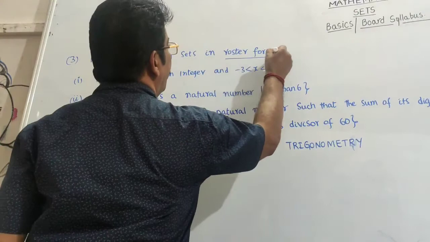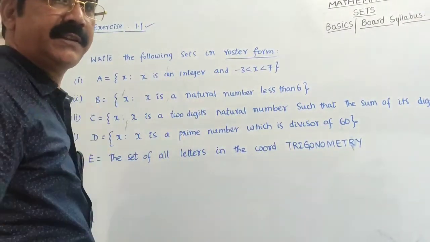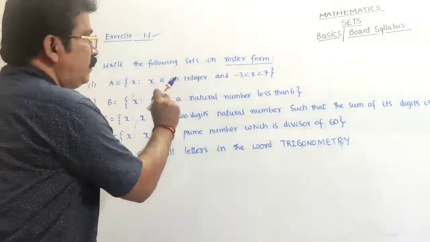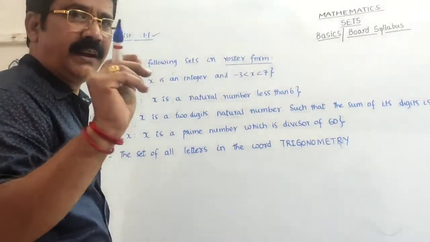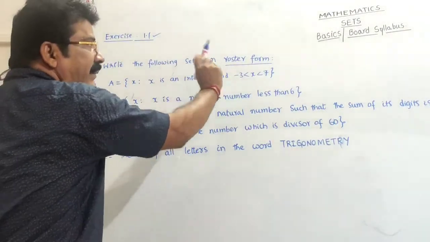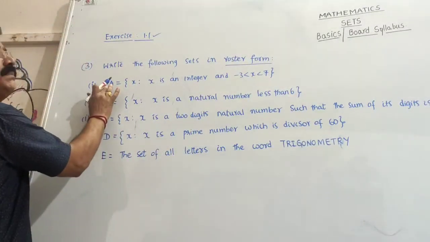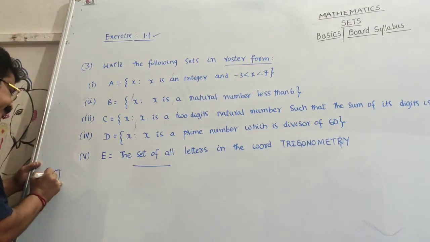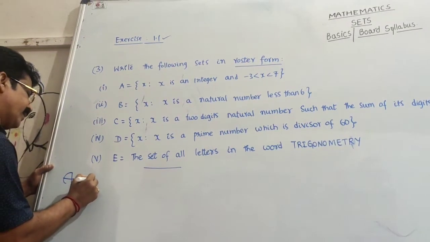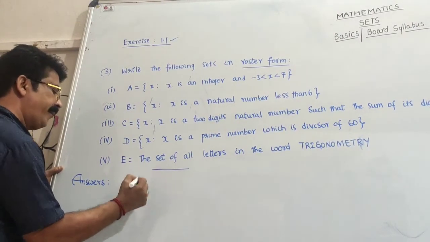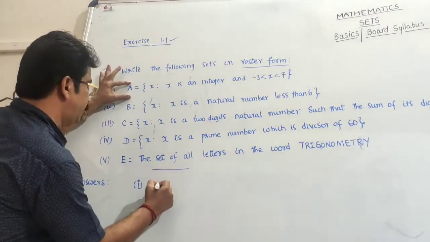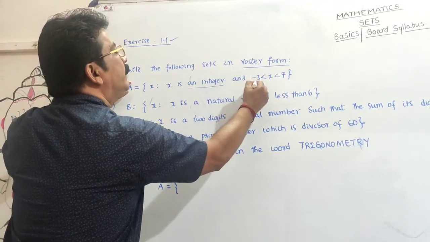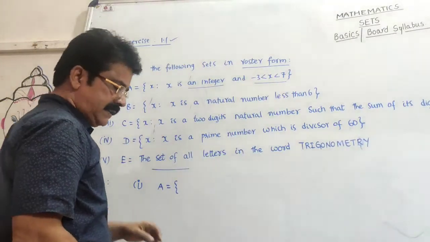Write the following sets in the roster form. Roster form means already I said in the synopsis, roster form means very clear form. Means we have to write very clearly all the elements satisfying the given property. Of course, it is in set builder form. Okay, number 1. Capital A is equal to the set of x, x is an integer between -3 and 7.